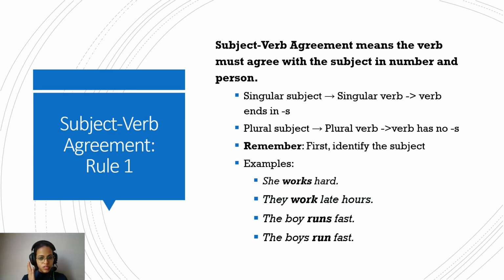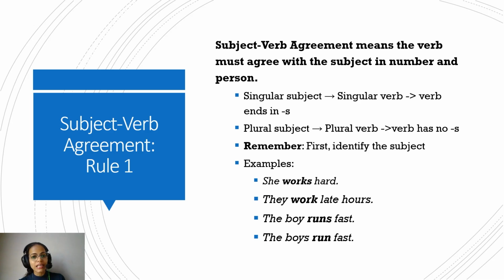Okay, so if the subject is singular, the verb will be singular, and hence the verb will be ending with an s. If the subject is plural, the verb will be plural, and hence the verb will not have an s ending. Okay, so remember, first identify the subject. Let's look at some examples. She works hard. So she is the subject, singular subject, so singular verb, works, ending with an s.